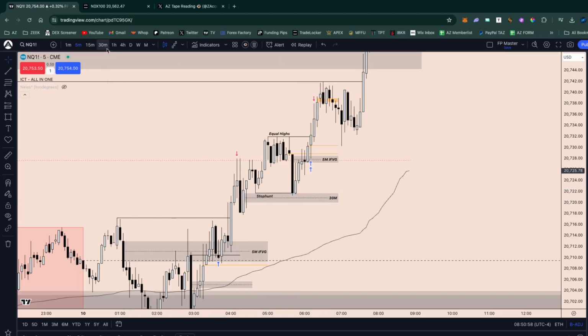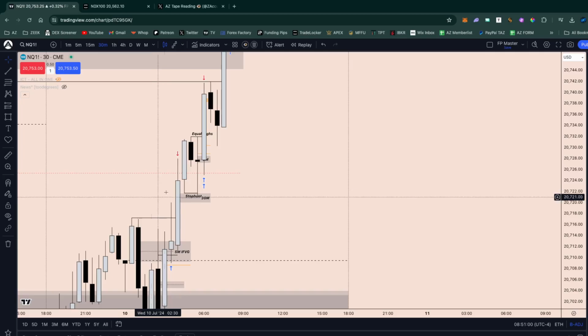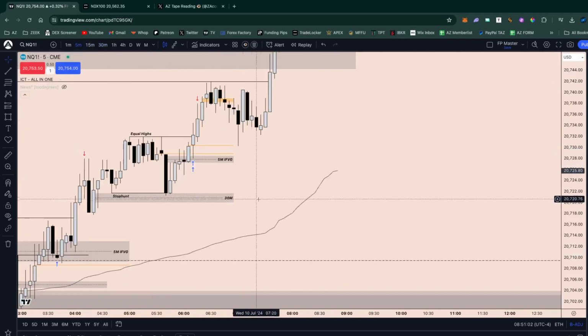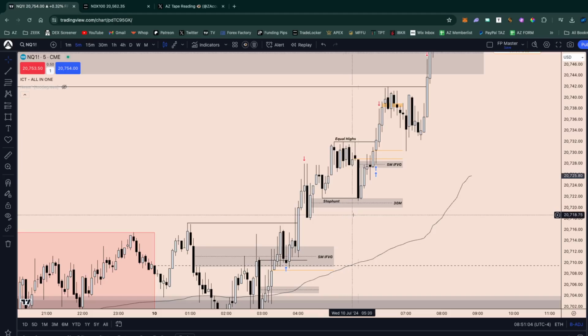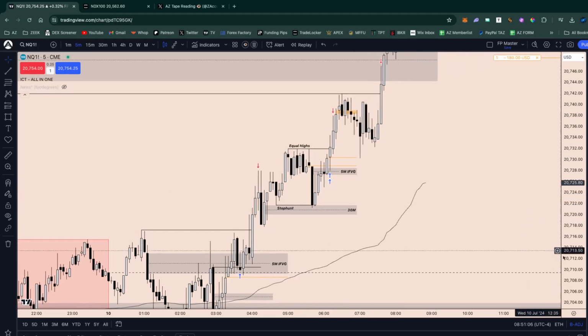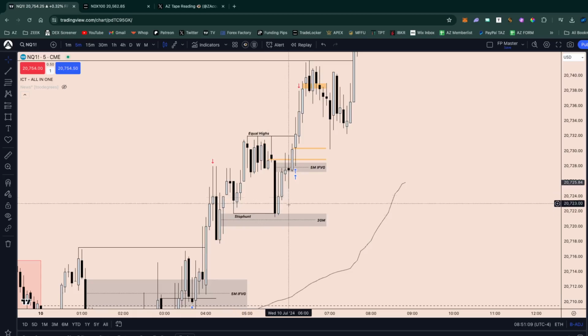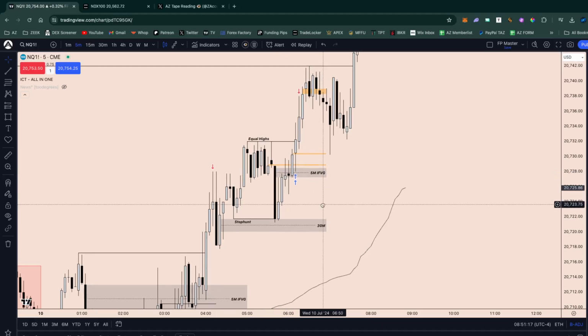But at the same time, we've hit this 30-minute fair value gap. So we had this 30-minute fair value gap here. This is how I line up all the different time frames to make sense out of them. So I have my confirmation. We are bouncing off a 30-minute bullish fair value gap. We just stop hunted a major low, and we have a 5-minute bearish fair value gap sitting here.